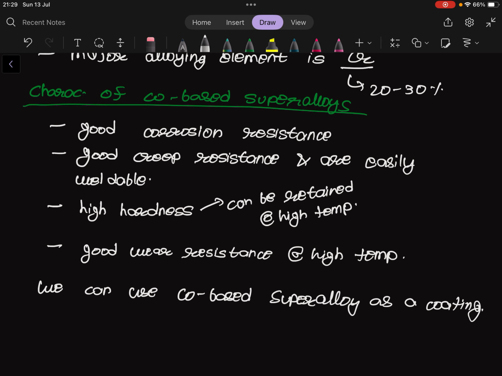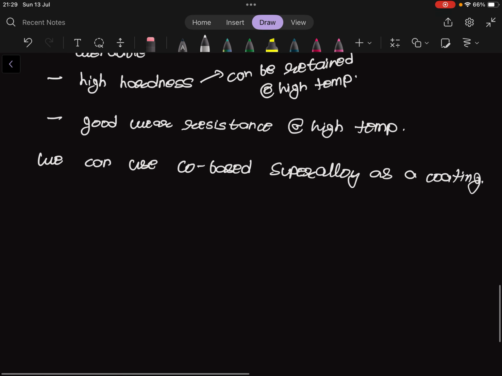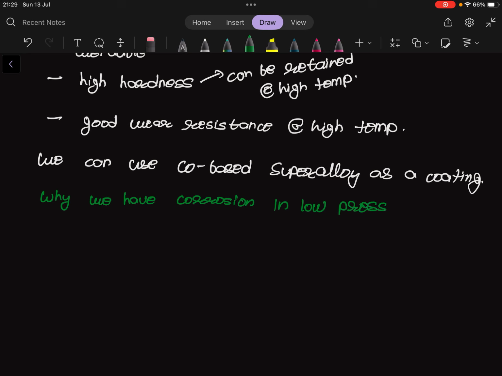So the first question is why we have erosion in a low pressure and low temperature turbine.